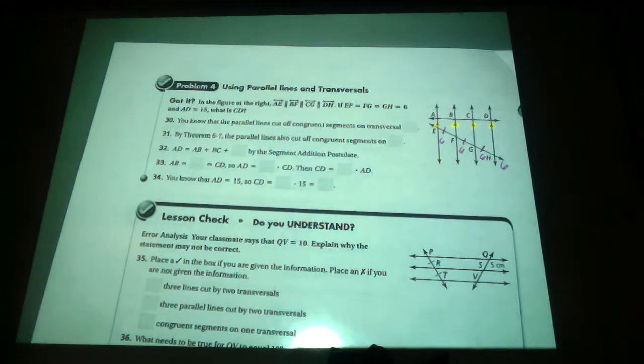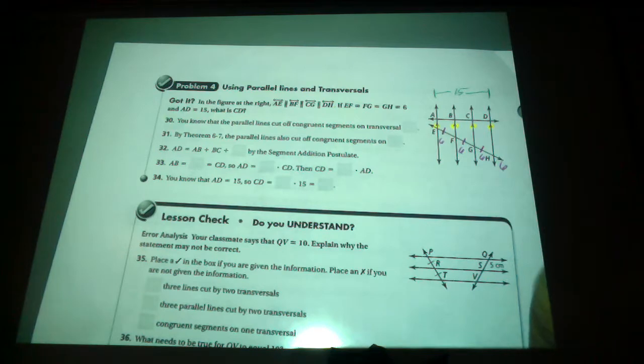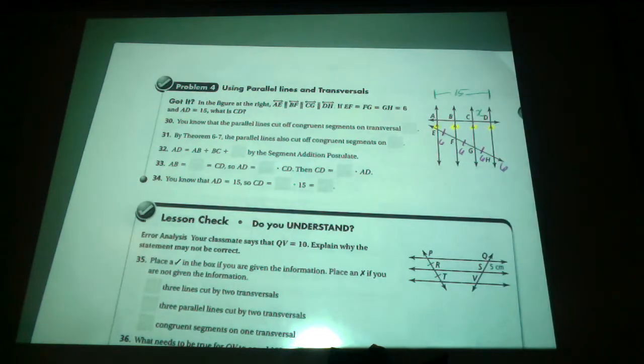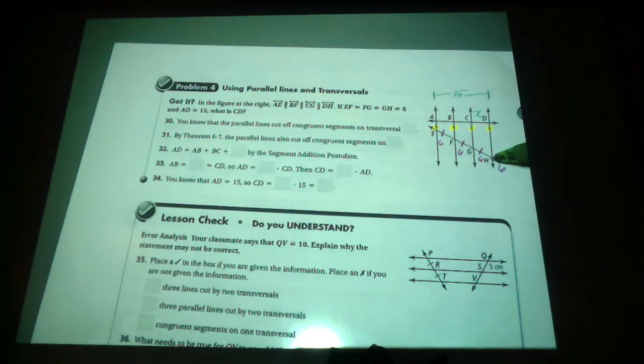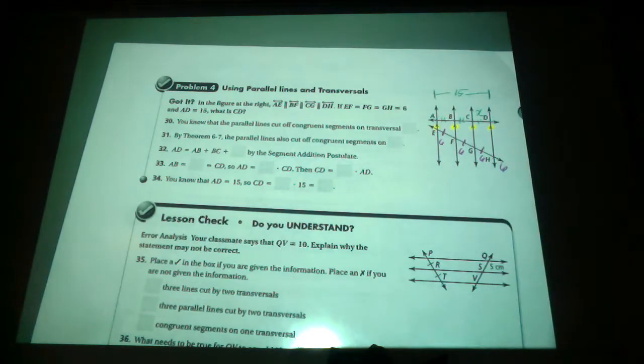And then AD is 15. So the whole distance from here to here is 15. What is CD? So we're going to let CD be X. If these segments are congruent to each other, what do you know about these segments? They're congruent to each other. So I'm going to put double tick marks in there. So if that's X, then the distance from B to C is X, and the distance from A to B is X.